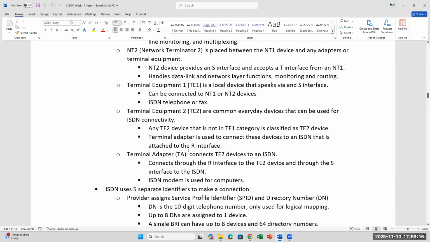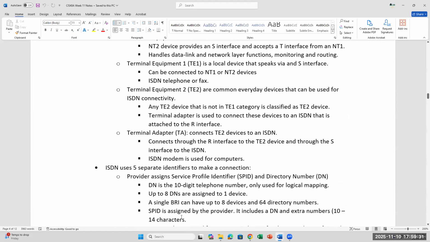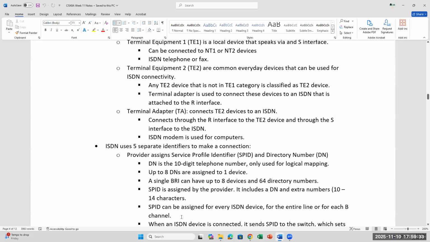You would need to have an adapter to connect the TE2 to the ISDN. So there are certain requirements on components and systems for connection. And then it talks about different identifiers.